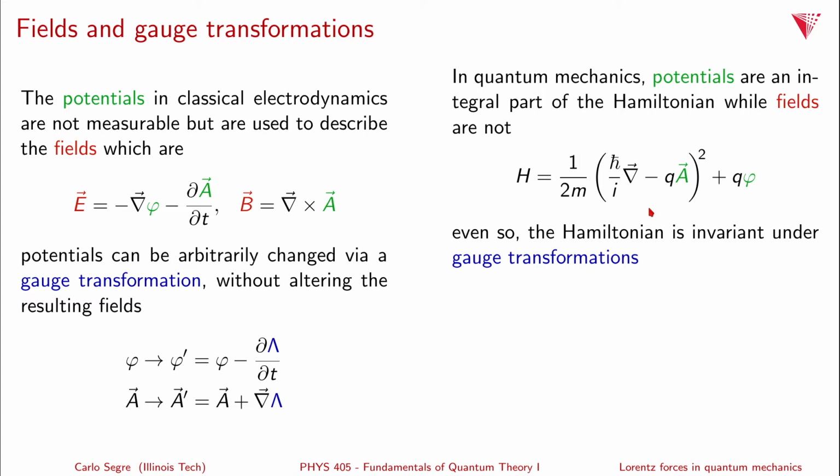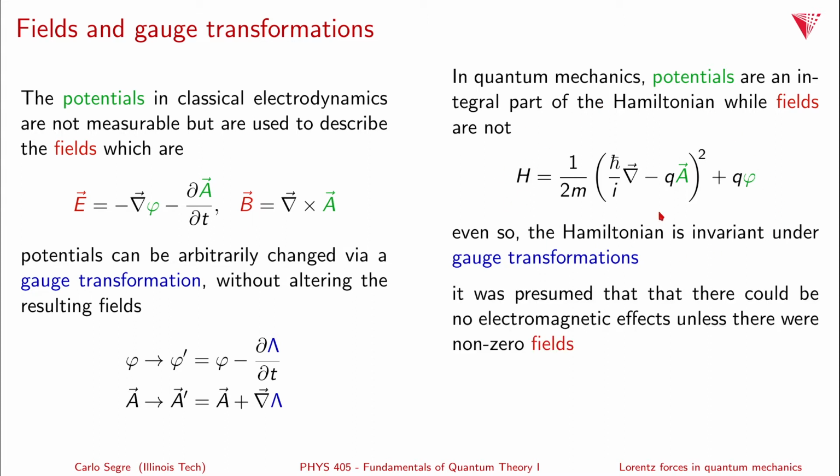The Hamiltonian itself is also invariant under gauge transformations, as it turns out. So not only are the fields invariant in classical mechanics, but the Hamiltonian in quantum mechanics is also invariant.